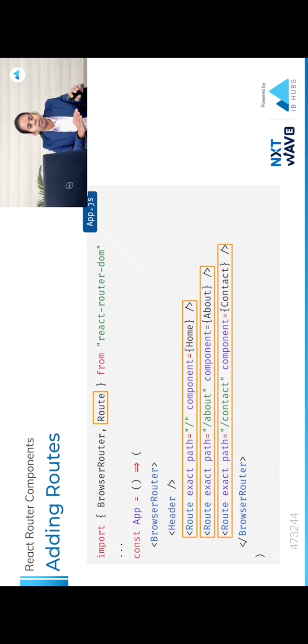There you can see, Route exact, since we want to exactly match the path and the URL. So the path is slash, and the corresponding component for the slash path is Home. And then for path slash about, it is About, and for path slash contact, it is Contact. With this, the components will be displayed appropriately. There you can see, when we click on about, we have About. When we click on contact, we have Contact, in this manner.